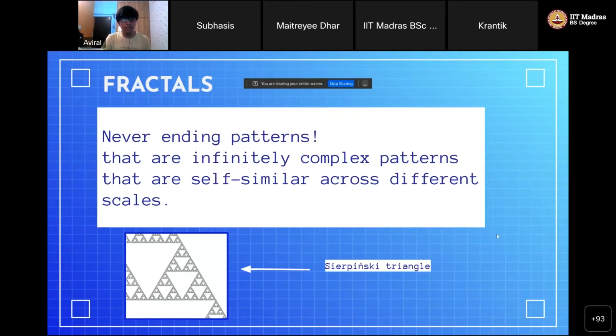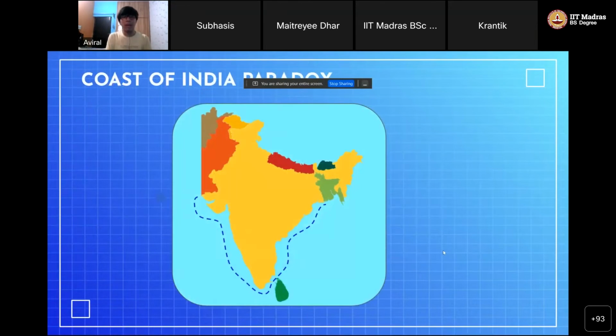So here's an example of a fractal. This is called the Sierpinski triangle. As you can see, there are triangles inside of triangles, and inside those triangles there are more triangles. It's a never-ending pattern, and it's infinitely complex. This is one example of fractals, but fractals are also found in nature, which I'm going to discuss soon. First, we're going to discuss the coast of India paradox.